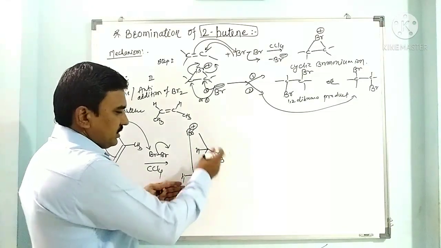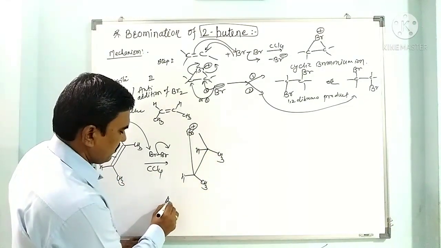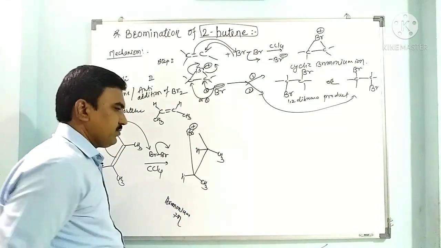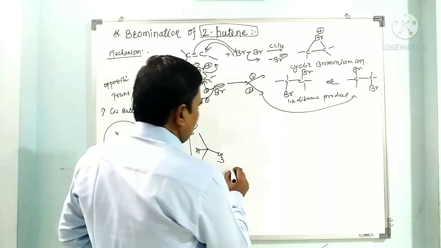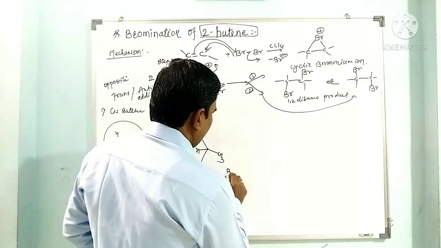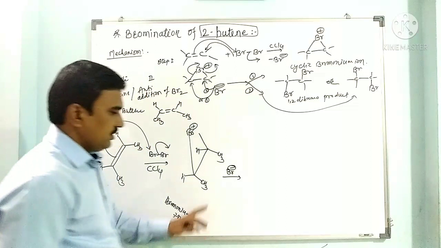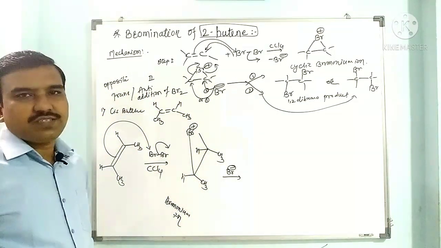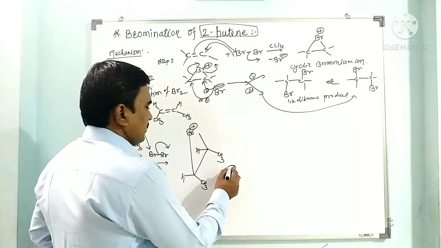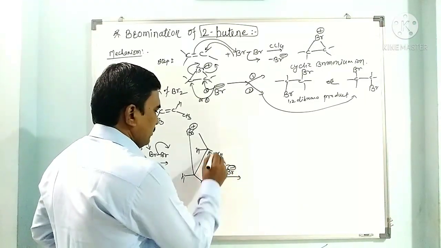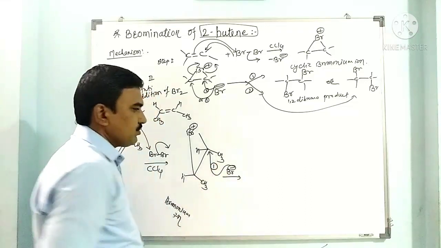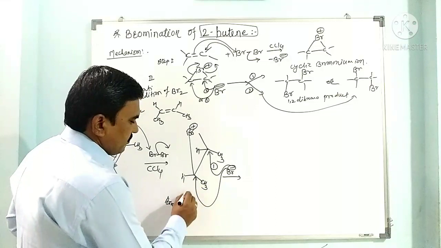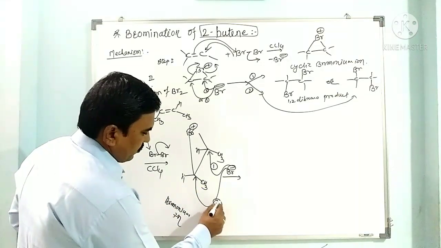The cis compound gives here the cis bromonium ion. Now when this bromonium reacts with bromide, the bromide may attack on this carbon or on this carbon. When the bromide attacks on this carbon, we can consider this route 1, or if the bromide attacks on this carbon, we can consider this route 2.